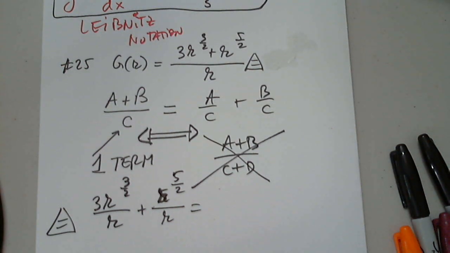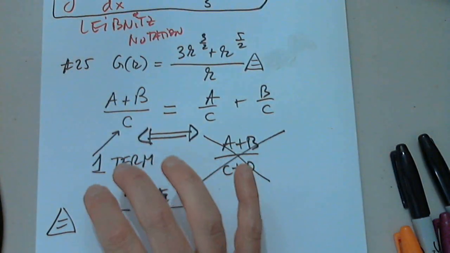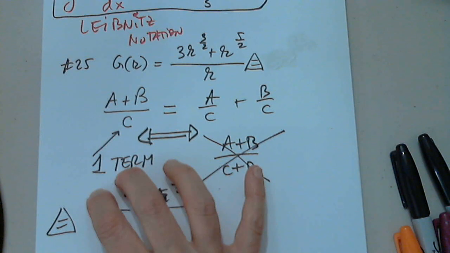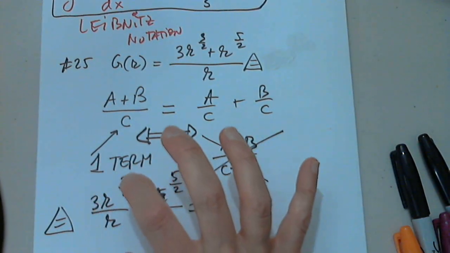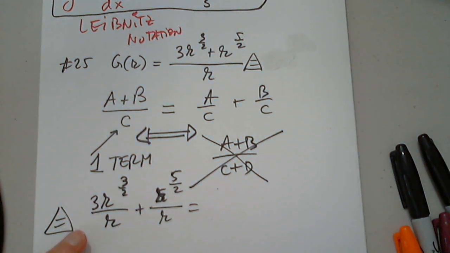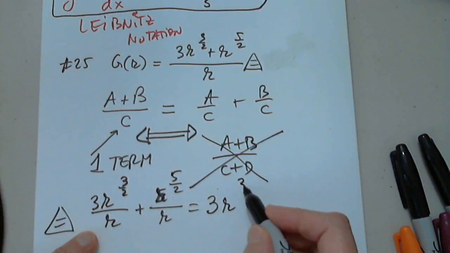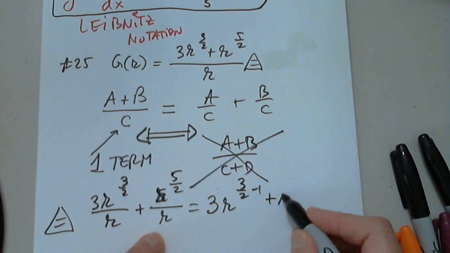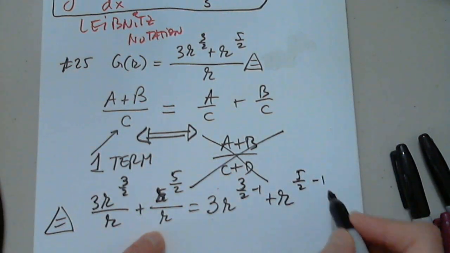And we know one other property of the exponential rules. Copy the base and subtract from the power of the numerator, subtract the power of the denominator. So the first fraction becomes 3r to 3 halves minus 1, and the other one r to 5 halves minus 1.